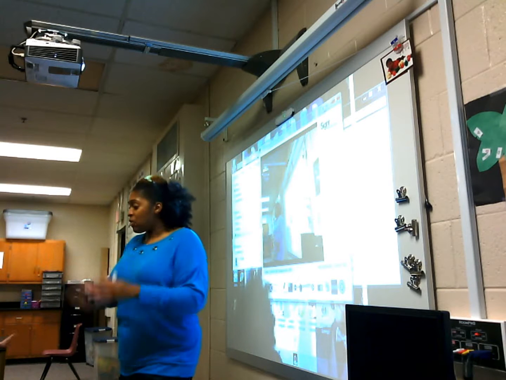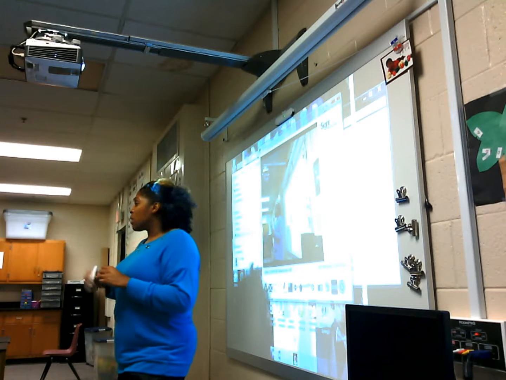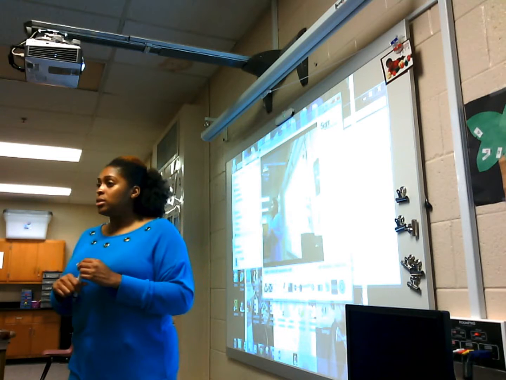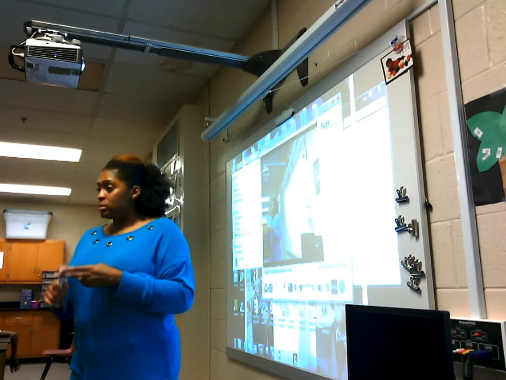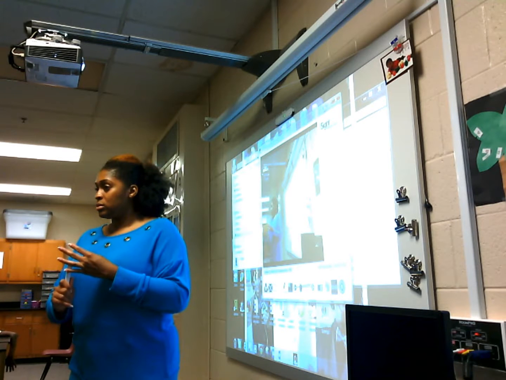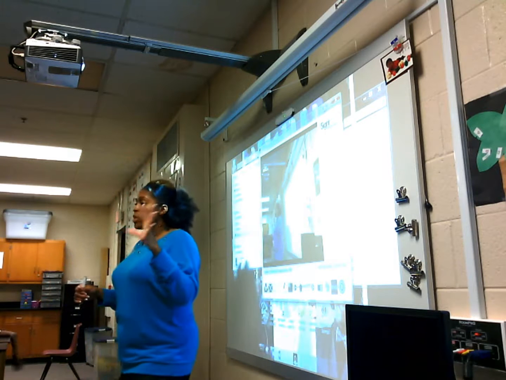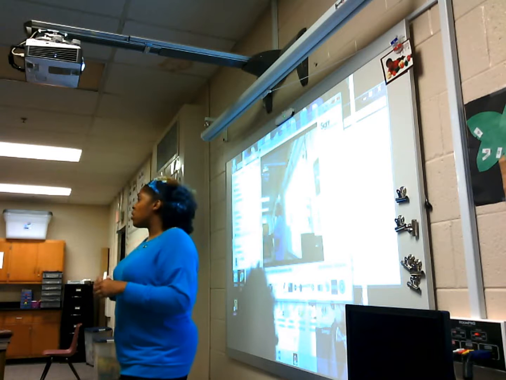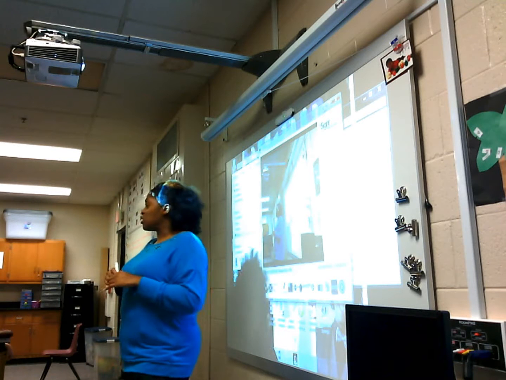So let's say I have a metamorphic rock here, and I want to change it to a sedimentary rock. What's the process of formation that changes it to a sedimentary rock? Weathering, erosion, deposition, compaction, and cementation. Very good. So the metamorphic rock has to go through weathering, erosion, deposition, compaction, cementation. But what if I want that metamorphic rock to turn into an igneous rock?